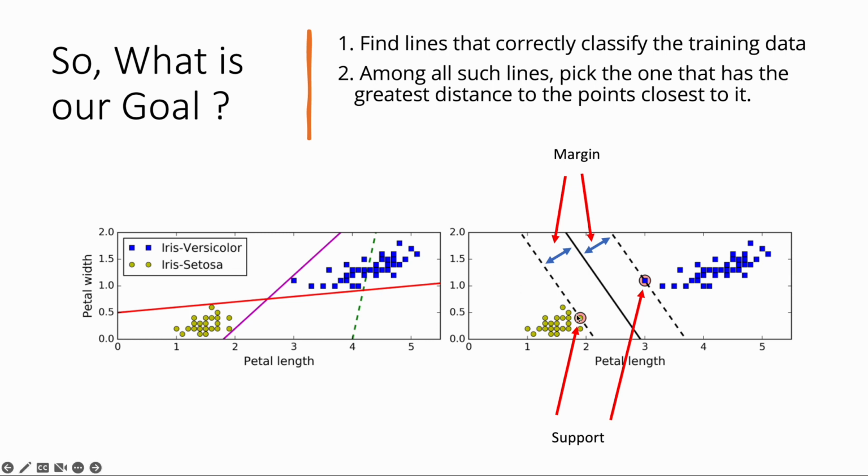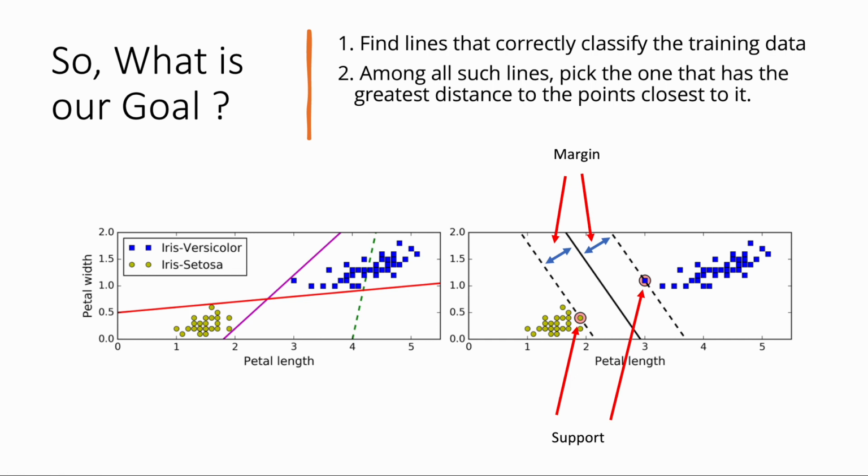The observations which fall on the margins are our support vectors, correct? One more thing to note is that these two margin distances, on the left and the right side, the positive or the negative class, or the versicolor or the setosa class, will be equal. These distances are equidistant.